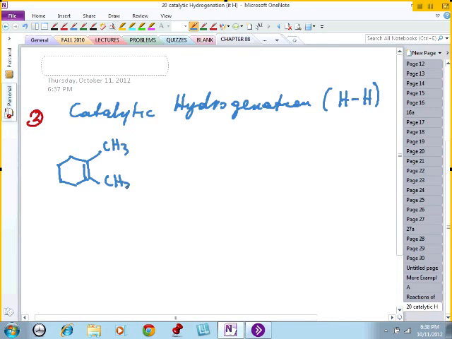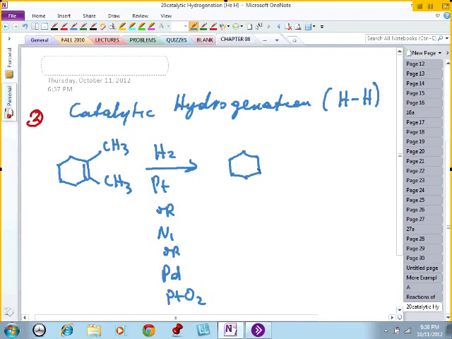Say we use this molecule here. And we have hydrogen using either platinum as catalyst or nickel as catalyst or palladium or sometimes platinum oxide. All of this could be used as catalyst with hydrogen. And then the product you get is... now you see the stereochemistry that we show here. This is a stereospecific reaction because all you get is the cis product.